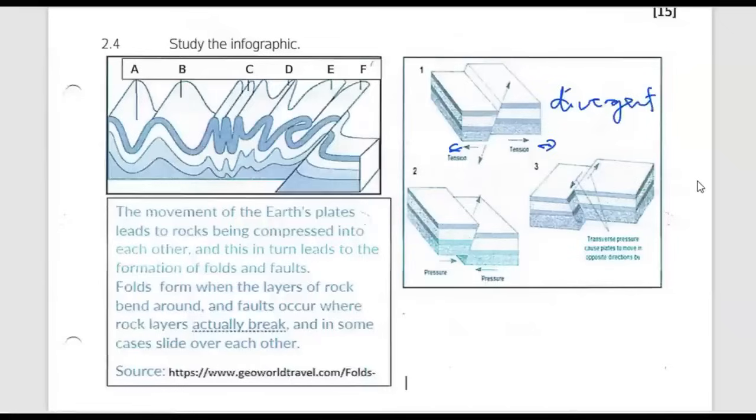Then at 2, if you check here, the arrow and the arrow, it means it is convergent. Then here, the arrow is indicating that direction and that direction. They are sliding past each other, which we call transform. So this is a divergent fault, this is a convergent fault, and this is a transform fault. Right.